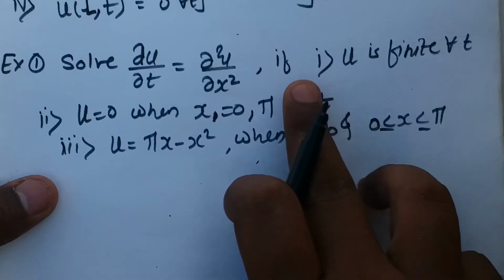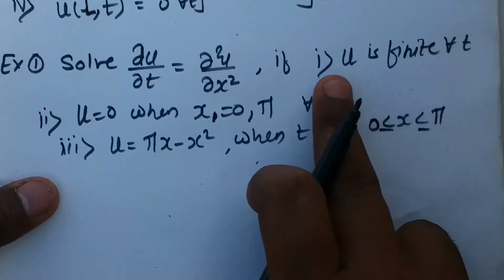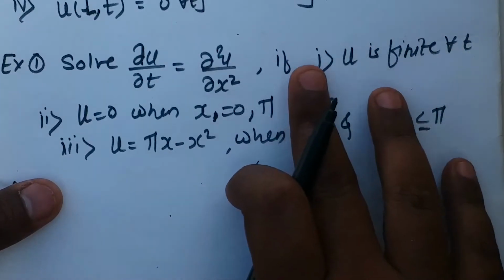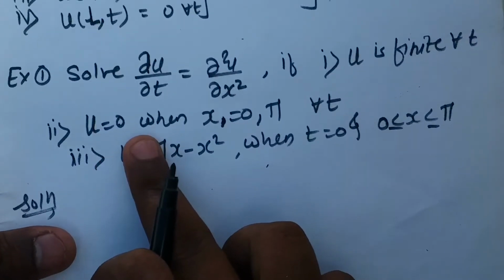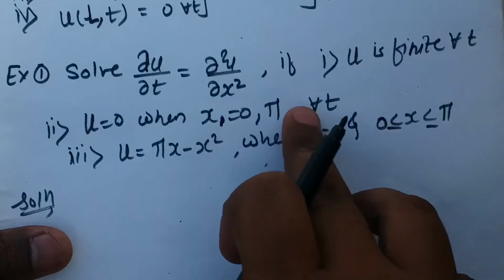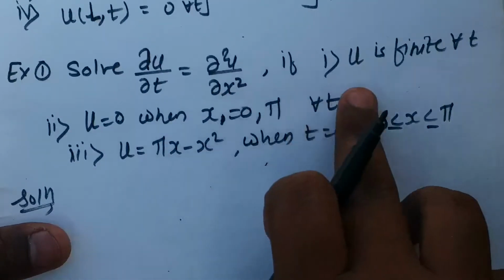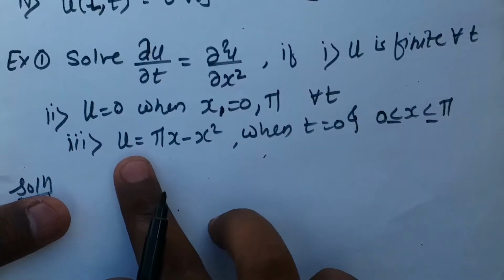And the conditions: the first condition is that u is finite for every time t. u means temperature is finite for every time t. That is your first condition. Then u is 0, meaning temperature is 0, when x equals 0 and pi. So at x equal to 0 and x equal to pi, the temperature is given as 0. These are the boundary conditions. Both conditions are written in one equation.